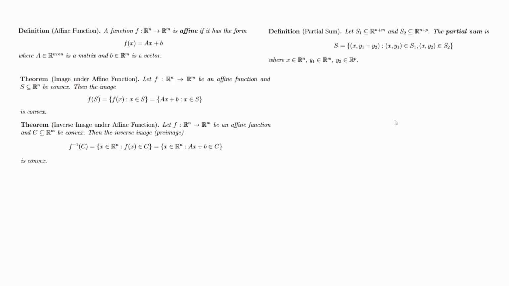Finally, you can show that the partial sum of two convex sets, so in this case S1 and S2, is also convex. Note that when n equals 0, we have the Minkowski sum we talked about earlier. That's because when n equals 0, we don't have any x's available, and we simply have y1 plus y2 for all y1 in S1 and y2 in S2, which remember is just the definition of the Minkowski sum.